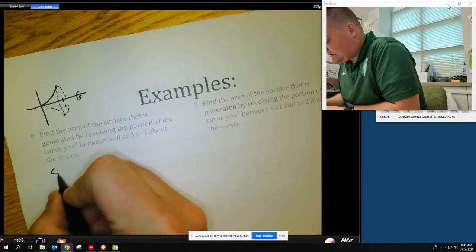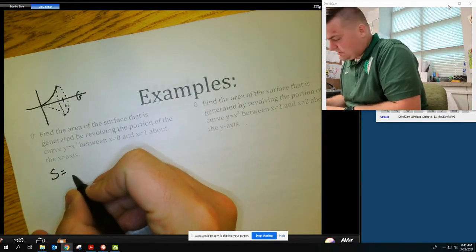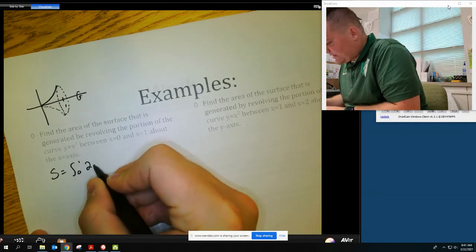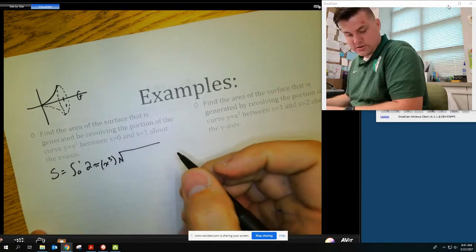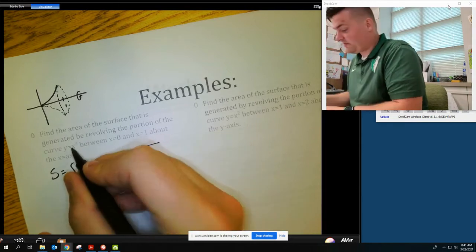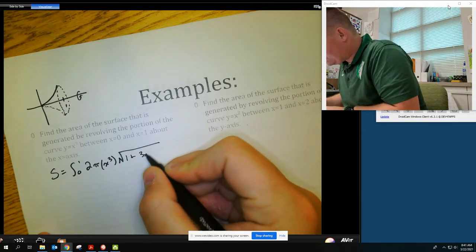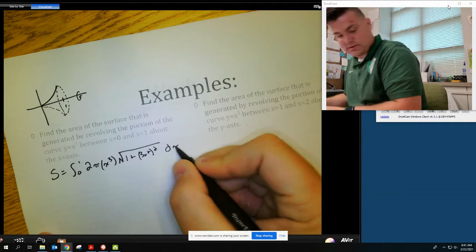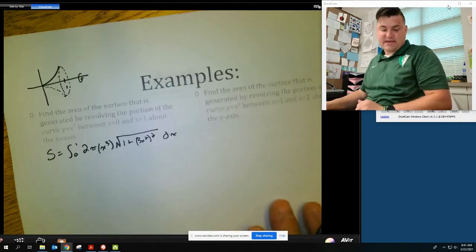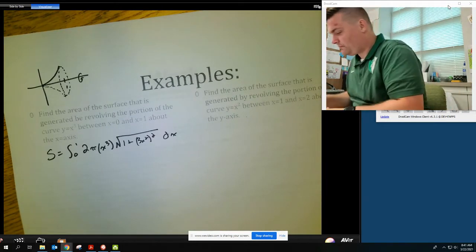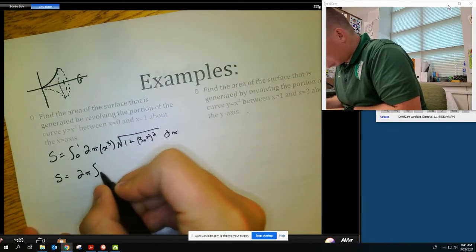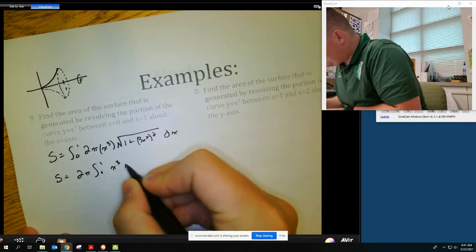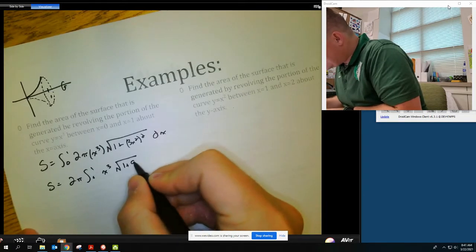So S is going to equal the integral from 0 to 1 of 2 pi times y, which is x cubed, times the square root of 1 plus the derivative of x cubed, which is 3x squared, squared, dx. And we can do all this by hand. So this is going to give me S equal to 2 pi times the integral from 0 to 1 of x cubed times the square root of 1 plus 9x to the fourth.